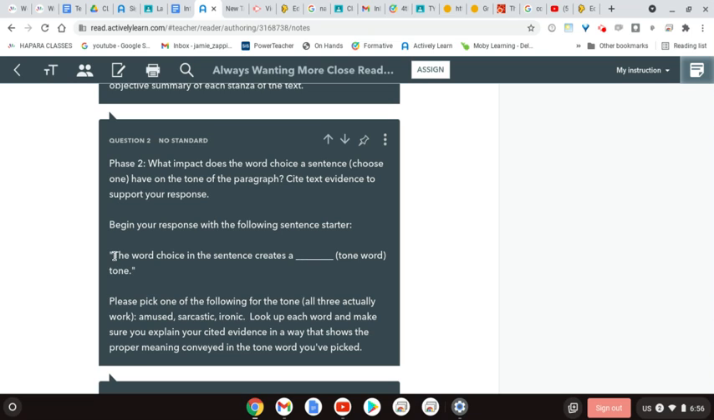Once you pick the word, remember to begin with this sentence starter. Follow that sentence starter by filling in the blank with one of the tone words, and then continue it with that cited piece of text evidence that you think best represents that tone, whether you picked amused, sarcastic, or ironic in tone. After you pick your evidence, please make sure that in your analysis section you explain how you see that amused, sarcastic, or ironic tone through the specific words used in that sentence and why you think those words give off that attitude.